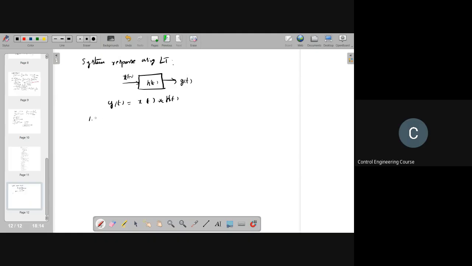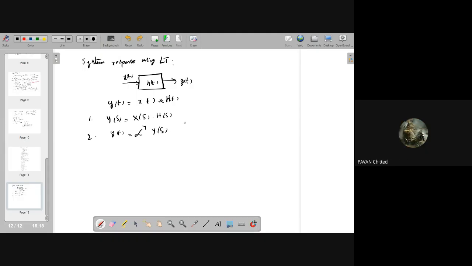Now how do you find it using the Laplace transform? What are the steps? Well, we know the property of convolution, right? Convolution in the time domain is multiplication in the frequency domain. So first we find the Laplace transform of x of t and h of t, X of s and H of s. Then multiply both together, and you will get Y of s. Then y of t is the inverse Laplace transform of Y of s. That's all. So this is the way we can find the system response using the Laplace transform.